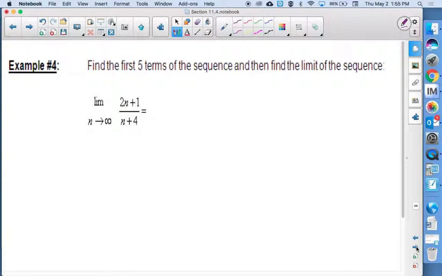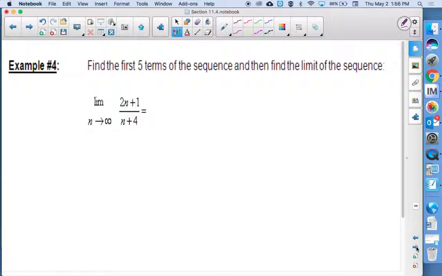The last problem that I want us to look at today wants you to think about how to calculate some numbers in a sequence. So I want you to find the first 5 terms of this sequence, and then it says find the limit. So we have the limit as n approaches infinity, which truly denotes that we have a sequence. And then we have 2n plus 1 divided by n plus 4. How do you think you'd find terms of a sequence?